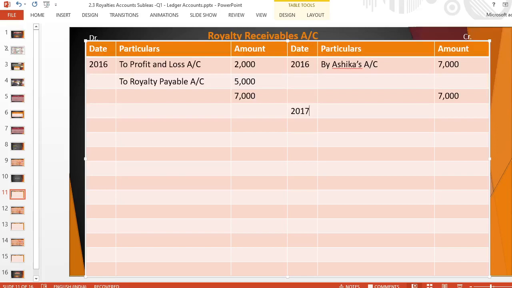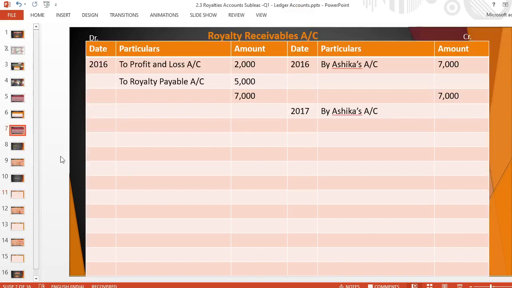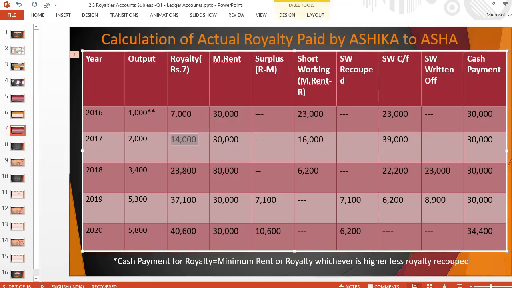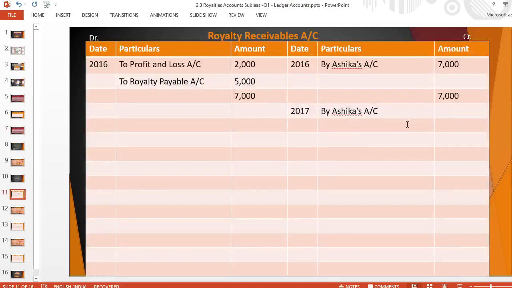Then 2017. Again the same transaction repeats. So here by Sub-Lessee's account. So it's by Ashika's account. I should check the second royalty table. So here onwards we should check the second royalty table. So here for the year 2017 the royalty due was 14,000. So I'll consider here 14,000.